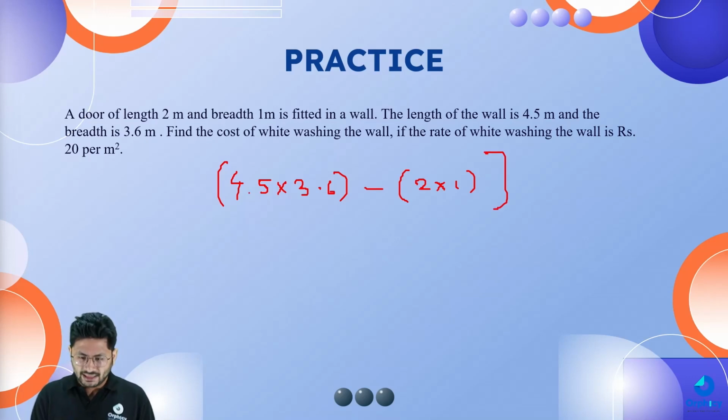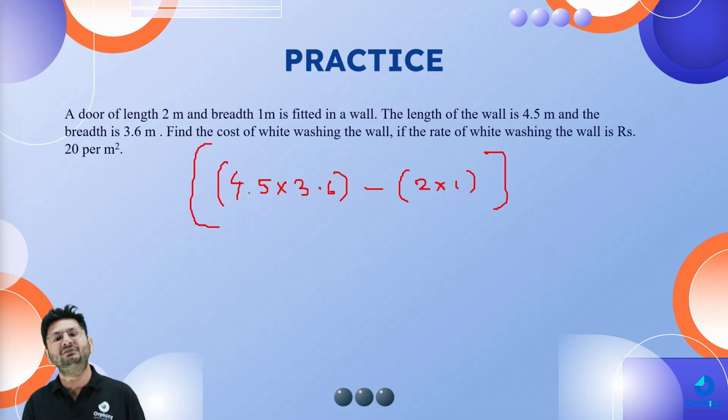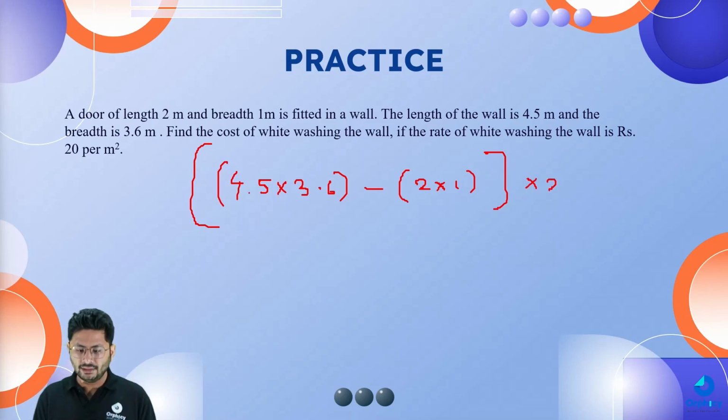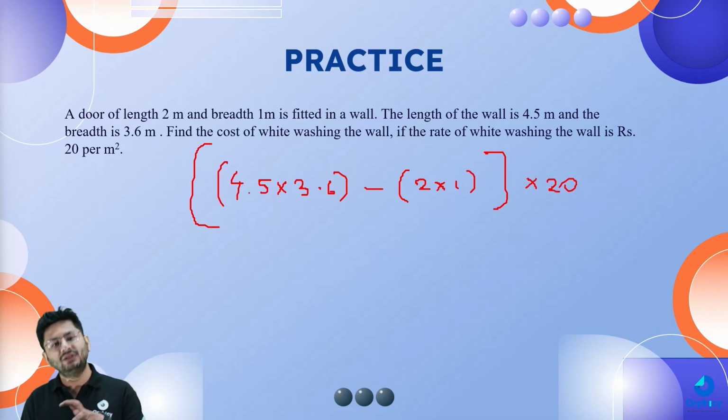अभी ये जो भी एरिया आता है उसको कॉस्ट ऑफ व्हाइट वॉशिंग से या फिर रेट ऑफ व्हाइट वॉशिंग से मल्टीप्लाई कर देंगे. 1 मीटर 20 रुपए में होता है, तो इतना मीटर कितने में होगा? into 20. This would give you the final answer. ओके, so इसी टाइप के questions you will be getting in area and perimeter of square and rectangles.